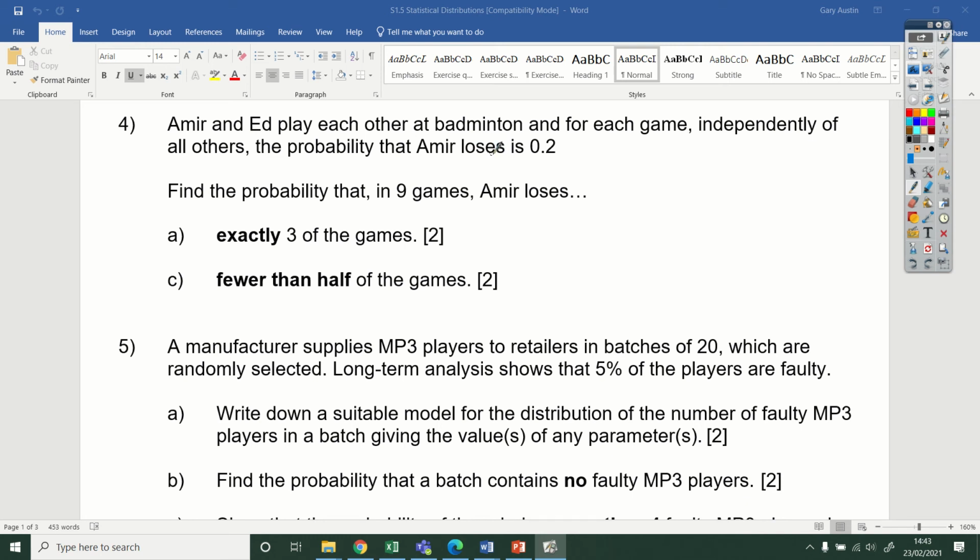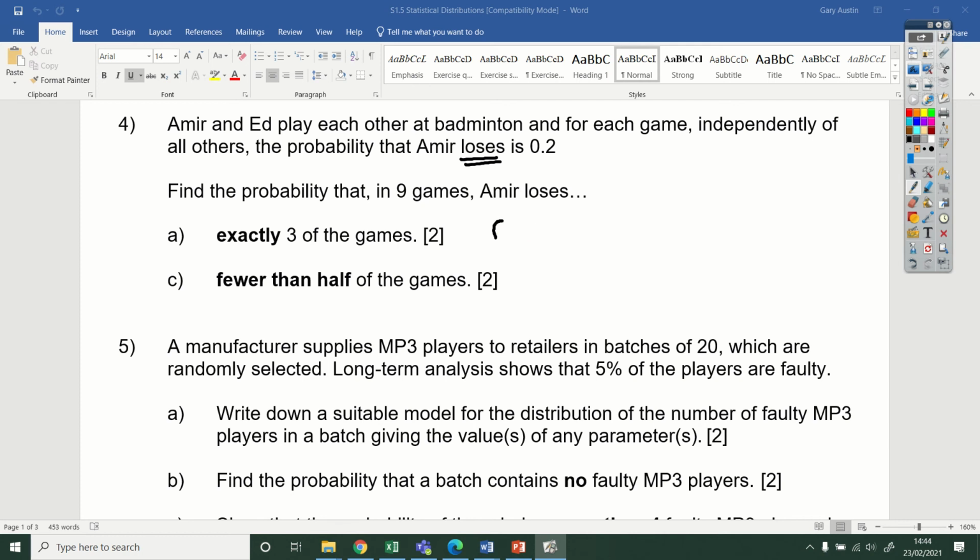Just pay attention to what we're talking about here. We've got the loss chance here is 0.2. So if we're talking about winning at any point, then just be careful about what probability to use there. Find the chance that in 9 games, Amir loses. Okay, so we're being consistent here with the losses. So we're losing exactly 3, and then fewer than half of the games. Okay, so I'll leave it to you to interpret what that means.